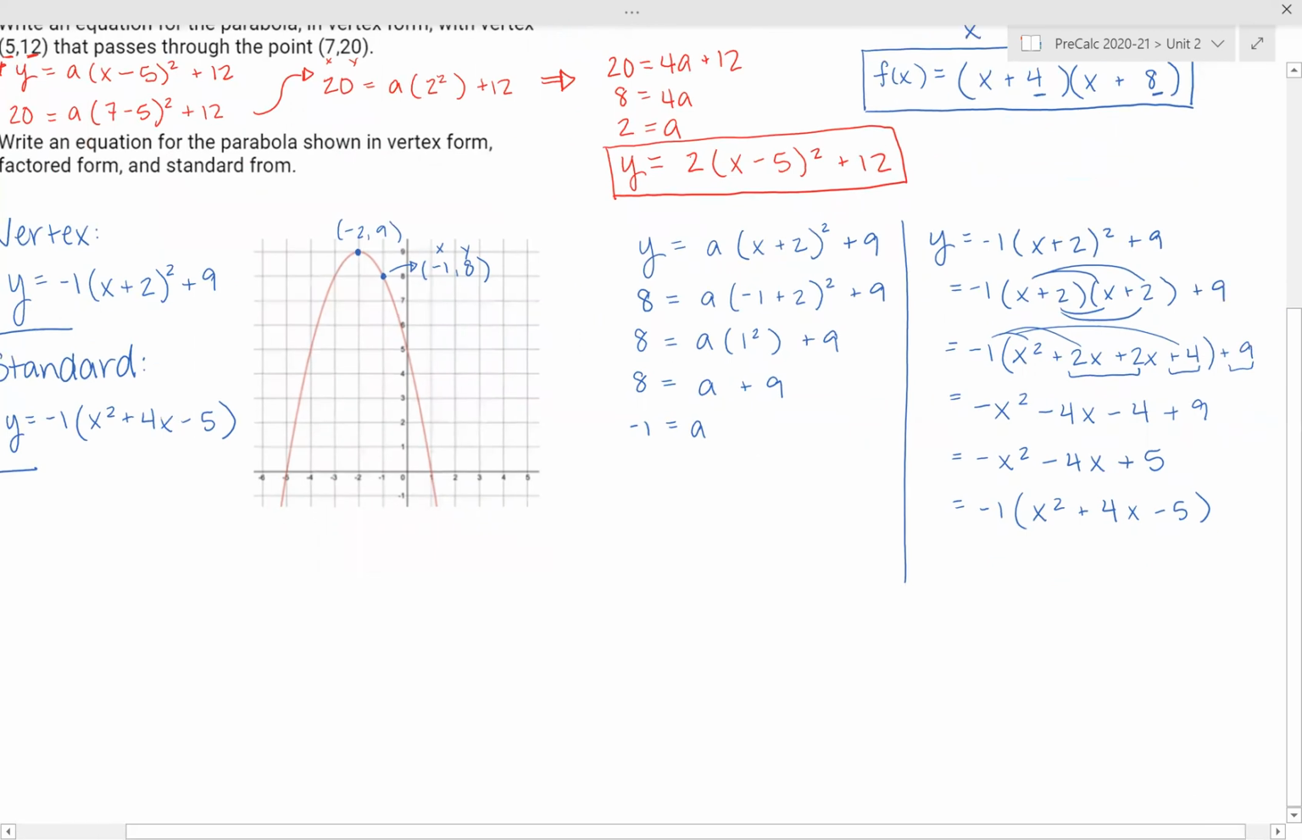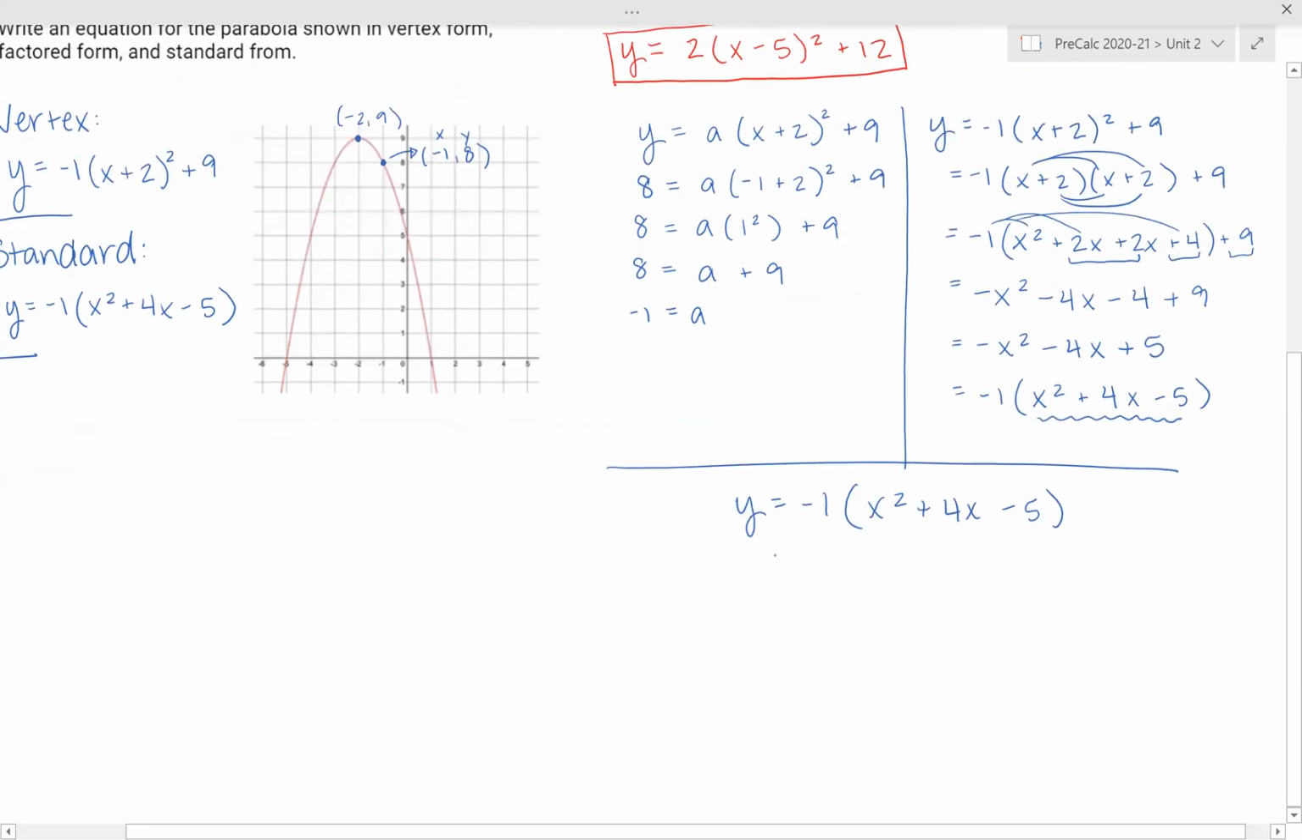Okay, and then our last one that we want is our factored form. So let's take this inside piece and factor it out. And if you are still struggling with factoring, come see me so we can work through that a little bit more.